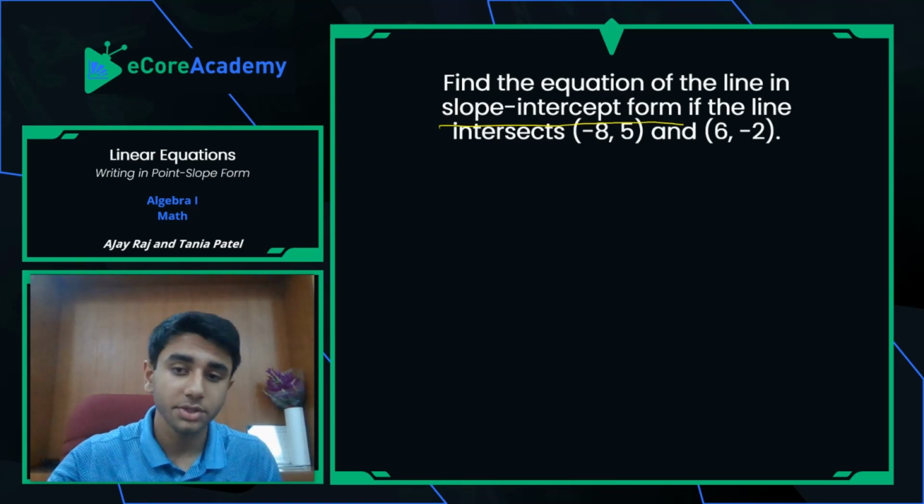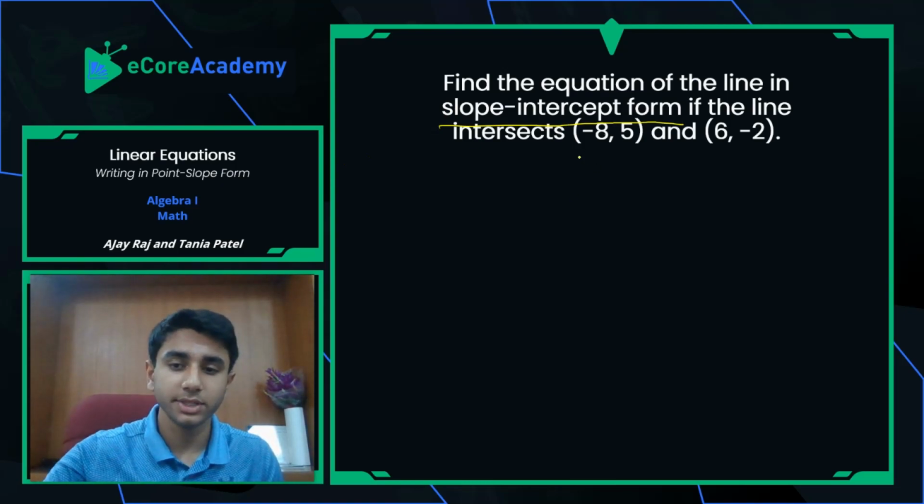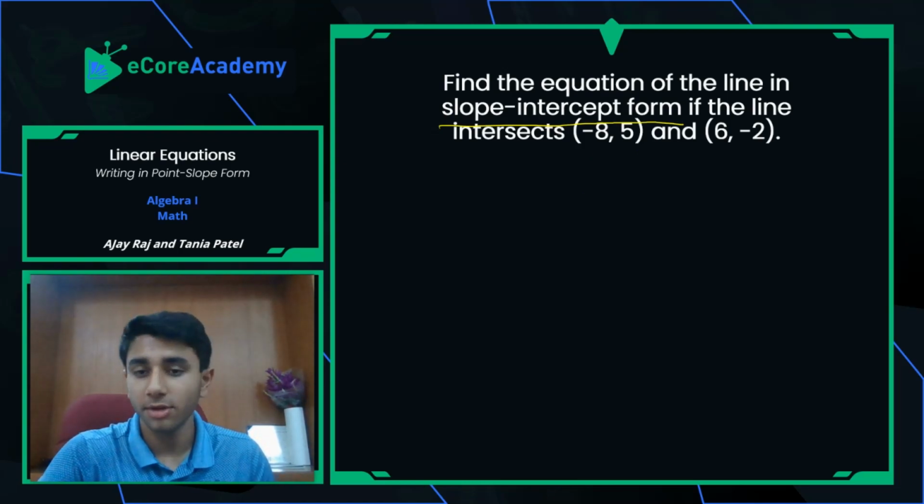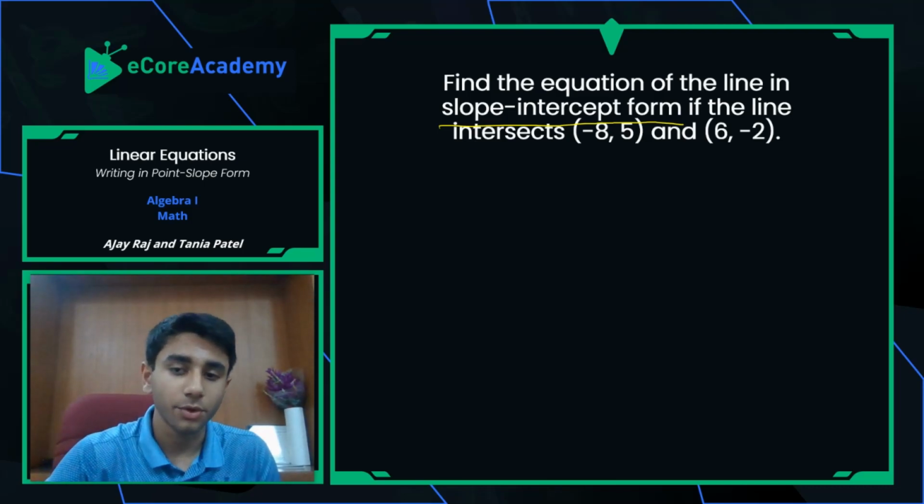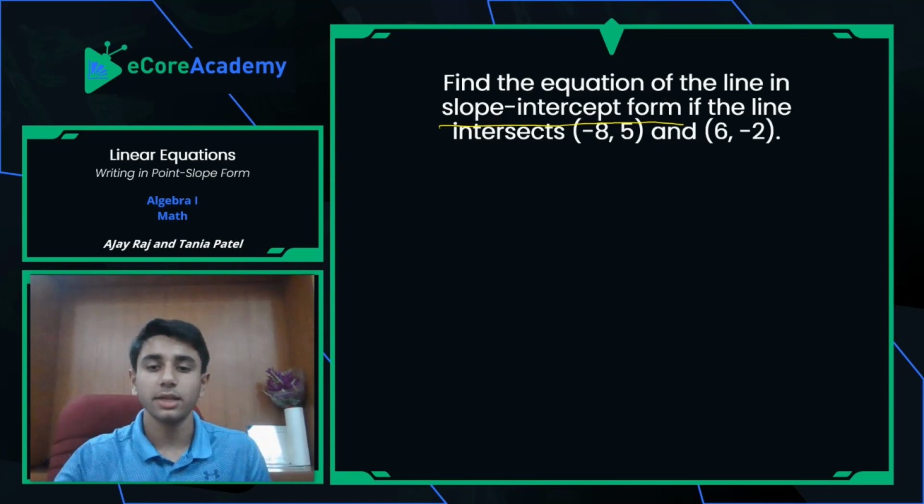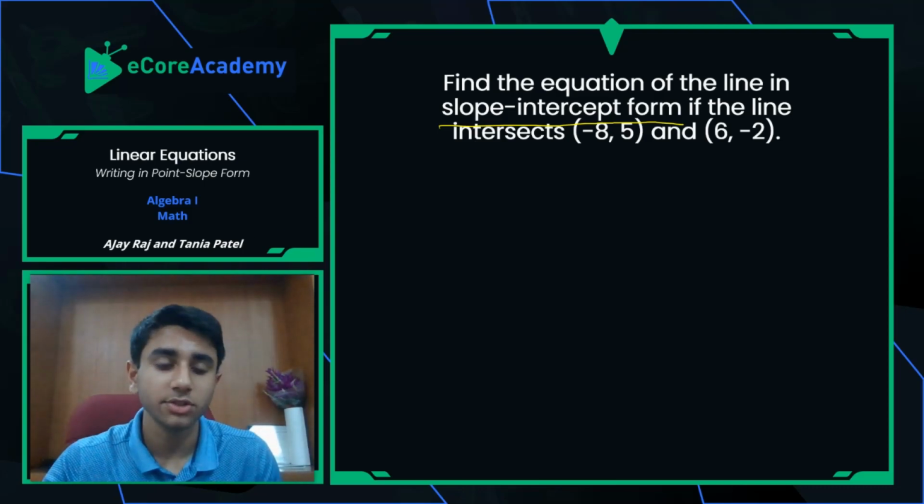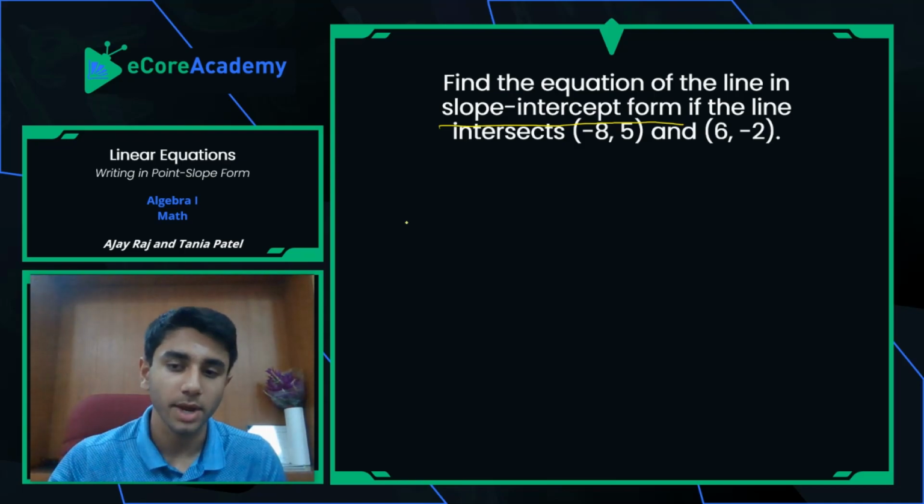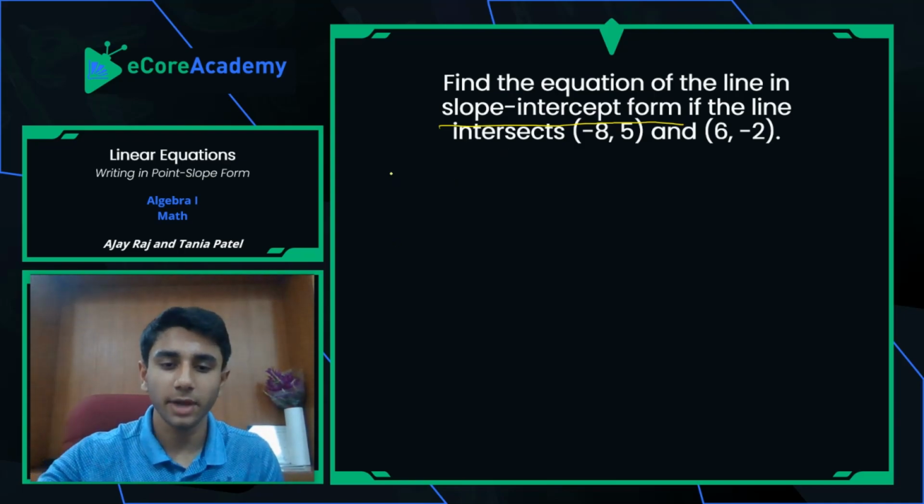And then, of course, the line is going to intersect our two ordered pairs, which are -8 comma 5 and 6 comma -2. So now that we have -8 comma 5 and 6 comma -2, we're going to find that slope initially, plug those coordinate pairs back into the equation, and find what the y-intercept is. So first, let's start off by calculating the slope.